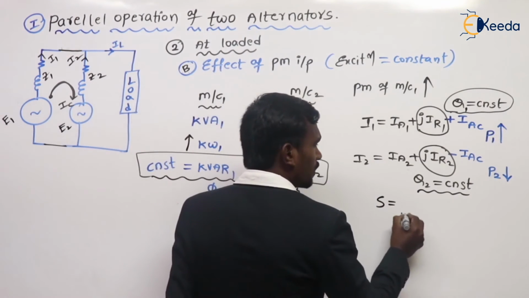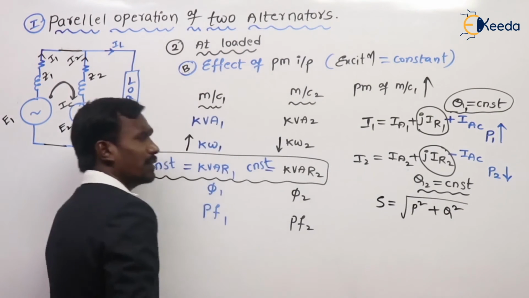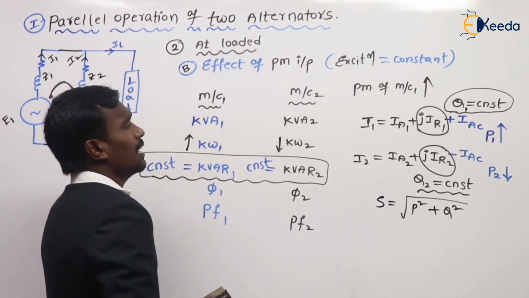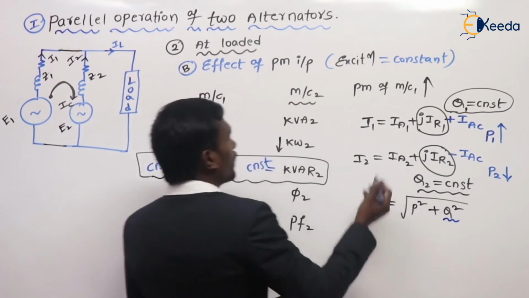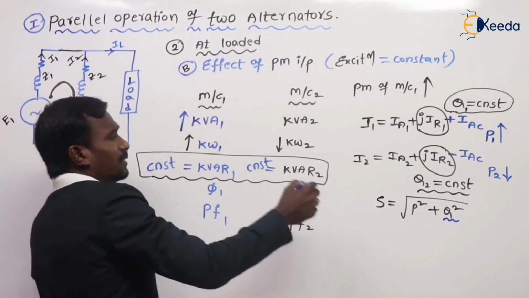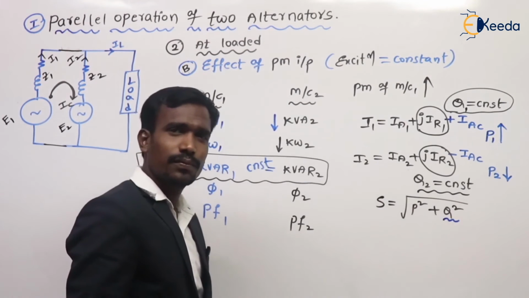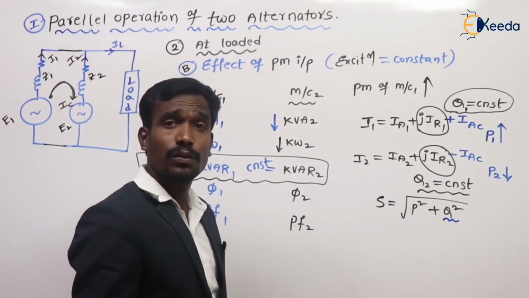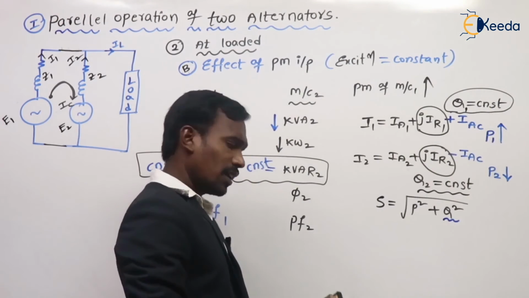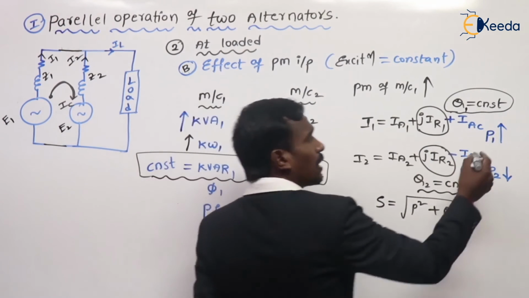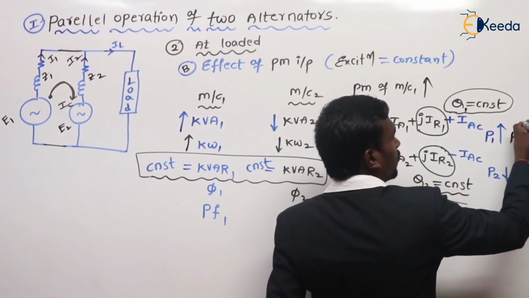Ultimately, we know the apparent power squared is equal to active power squared plus reactive power squared. When the reactive power is maintained constant, if the active power increases, the kVA rating increases. If the active power decreases, the kVA rating decreases. As well, when the reactive power is constant, if the active component increases, then the power factor also increases.